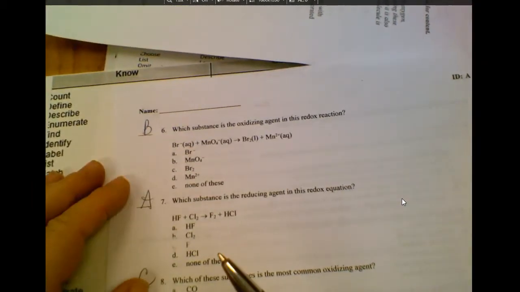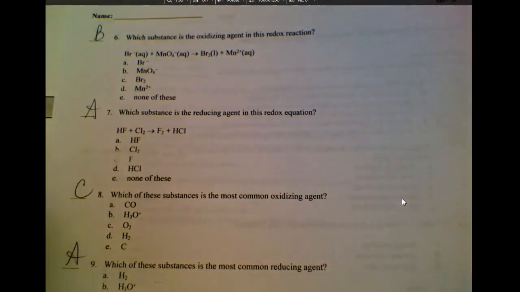Number 6, which substance is the oxidizing agent in this redox reaction? Okay, so the oxidizing agent is whatever is reduced. Okay, so if we look at that, it looks like the MnO4 is being reduced because it loses its oxygen, so the answer would be B.